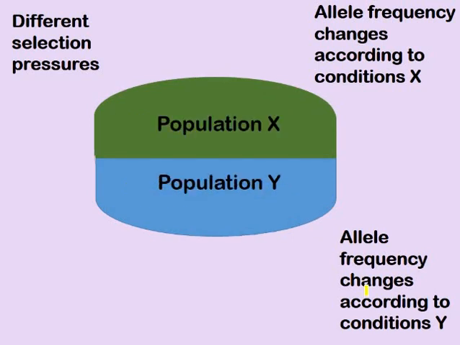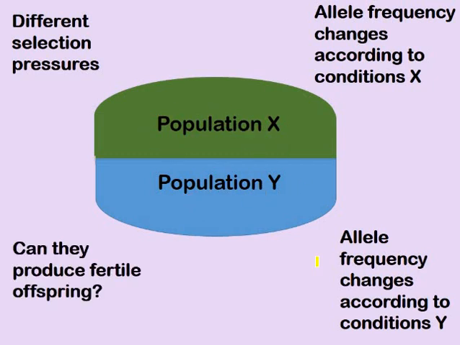Over time, that results in two different populations. If enough time has passed, they would start to look different, and if you tried to get them to produce fertile offspring, if they cannot do that, then you know that this is a new species.